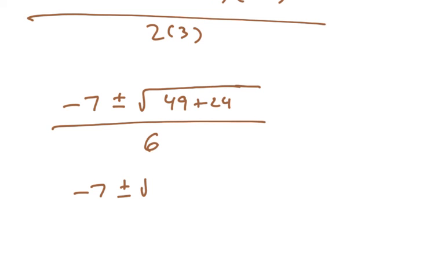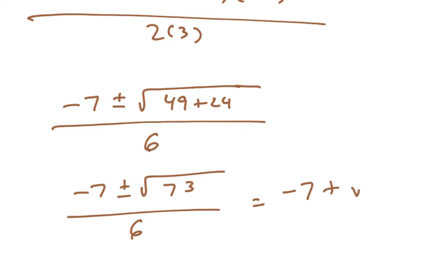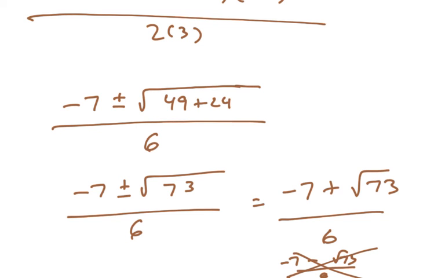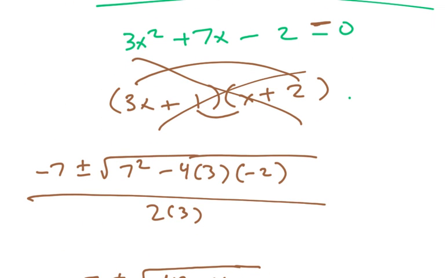So negative 7 plus or minus square root 73 over 6. And 73 does not come out to be anything pretty, so we have negative 7 plus square root 73 over 6. And I can't go any further down, so I'm going to squeeze it in here. Negative 7 minus square root 73 over 6. And the bottom one's definitely going to be wrong, because in the numerator both of them are negative, so you're going to get a negative. You can't have a negative inside.